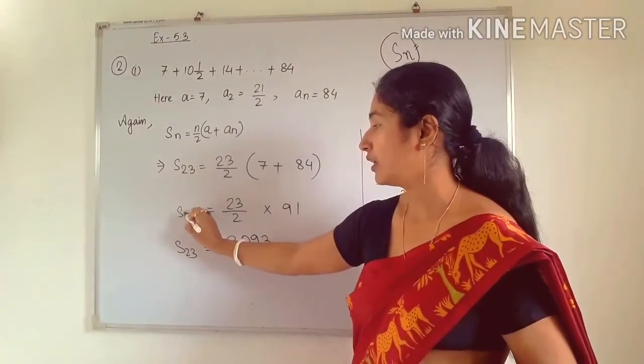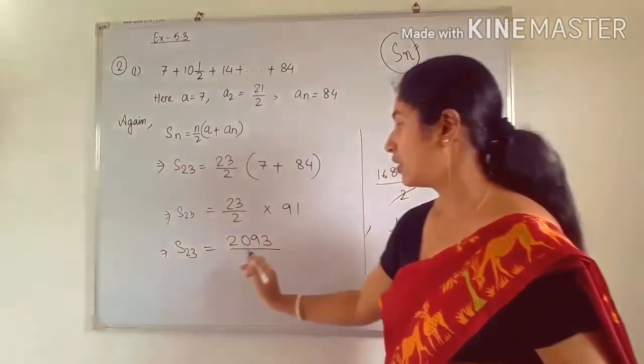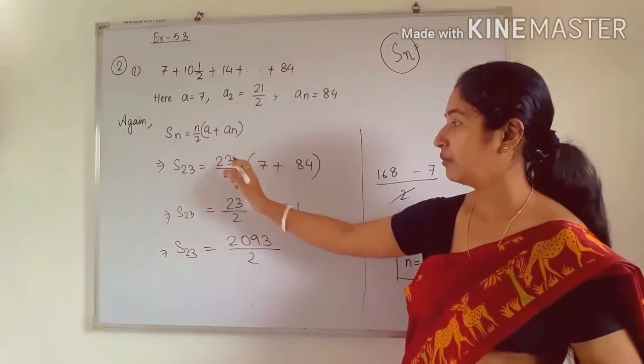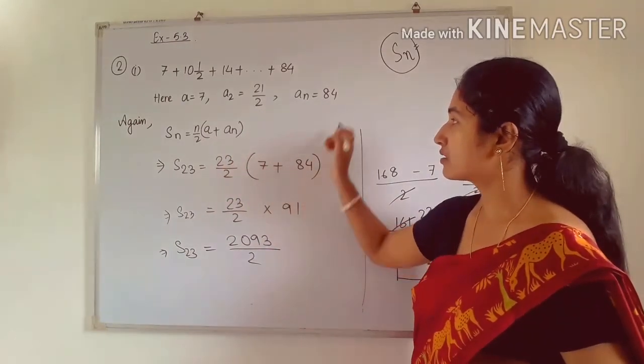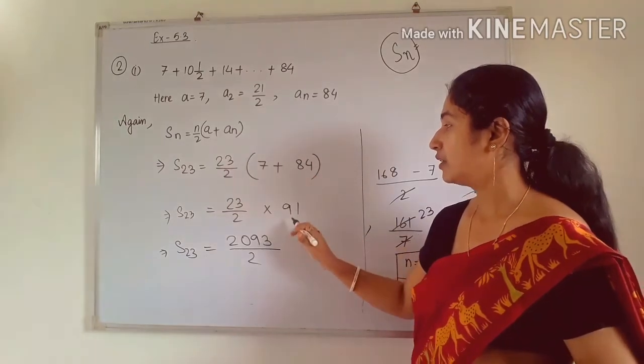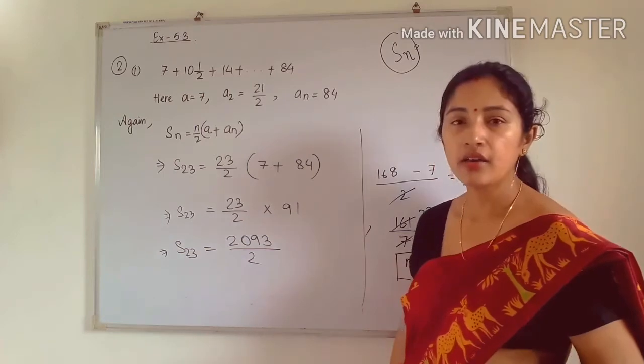So applying this formula, finally we got S23, because there are 23 terms, n is 23. So S23 is n by 2, that is 23 by 2 into first term 7 plus last term 84. When we add it, we get 91. 91 into 23 is 2093 by 2.